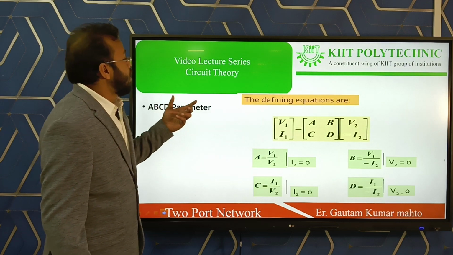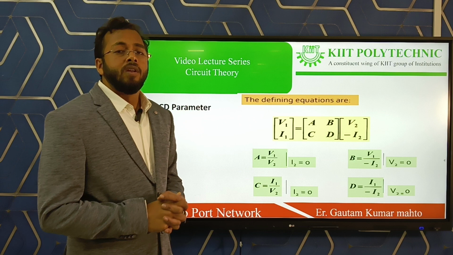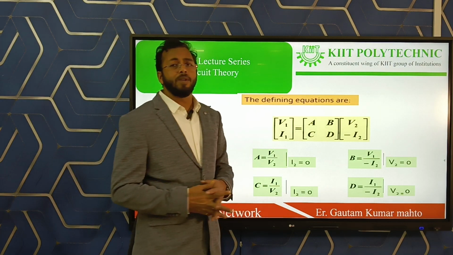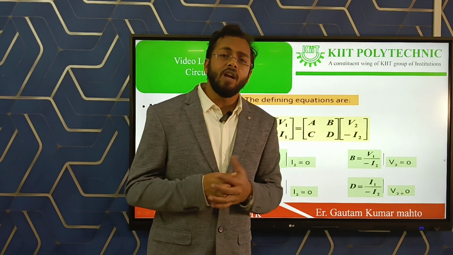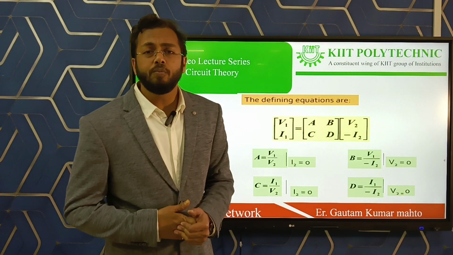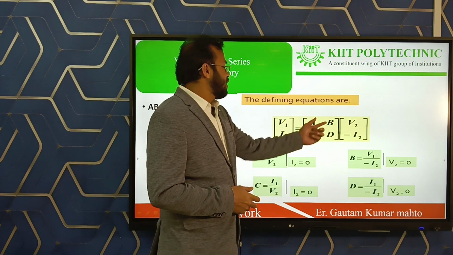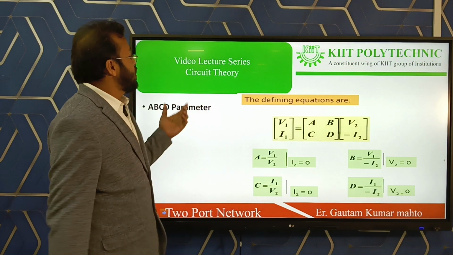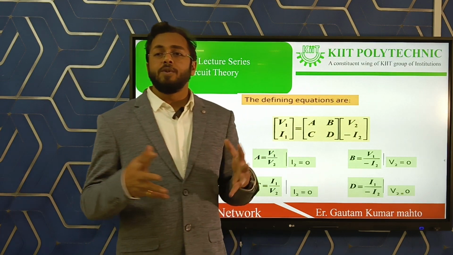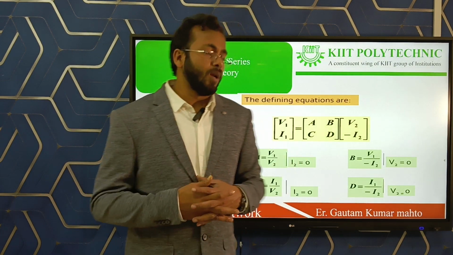Now come to the ABCD parameter. When we are representing the ABCD parameter, we are representing the input parameters, like voltage and current of the input side, in terms of the voltage and current of the output side, and where ABCD are, also known as the transmission parameters or the ABCD parameters.